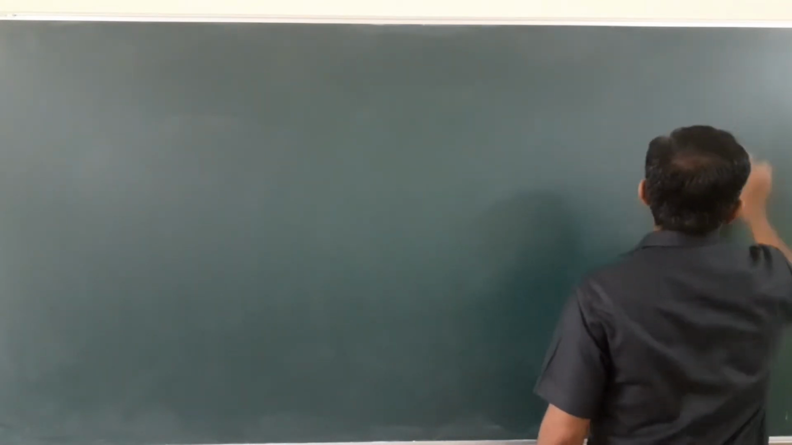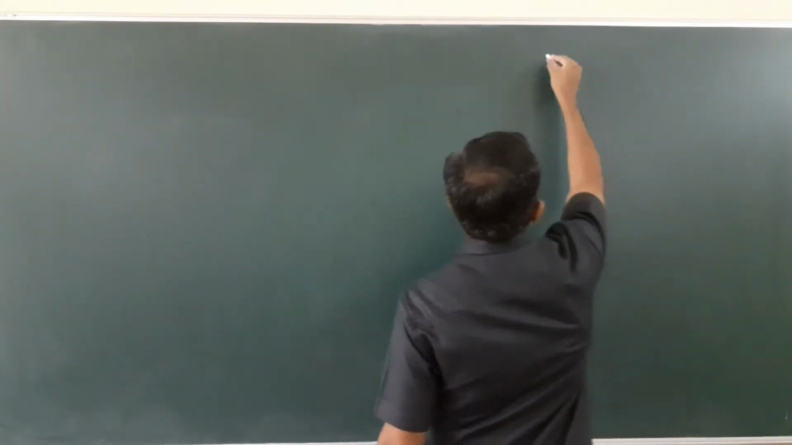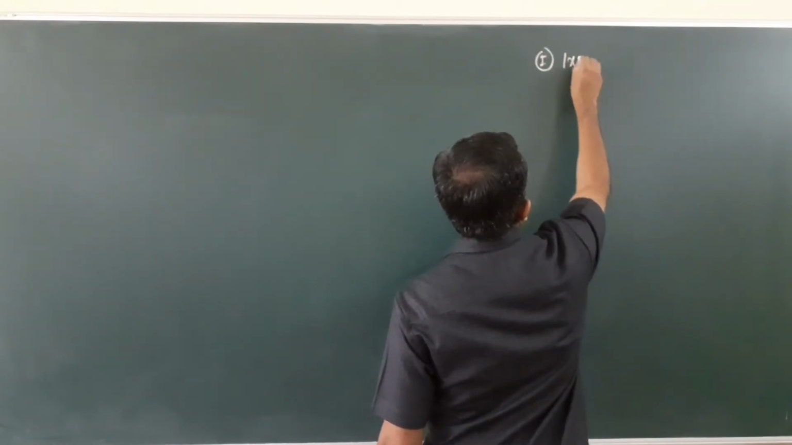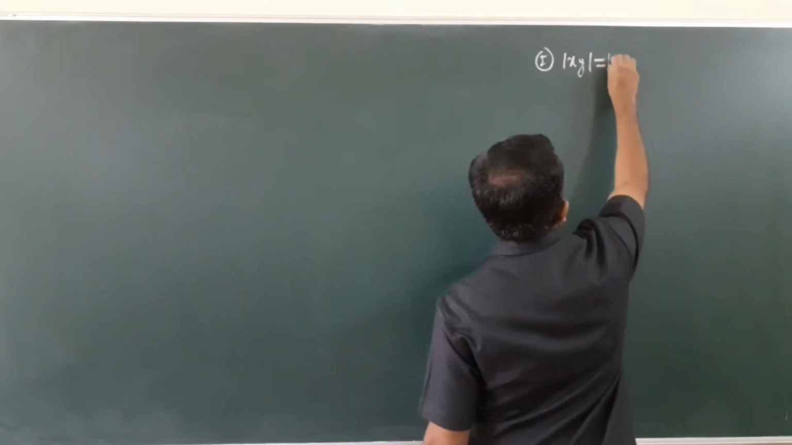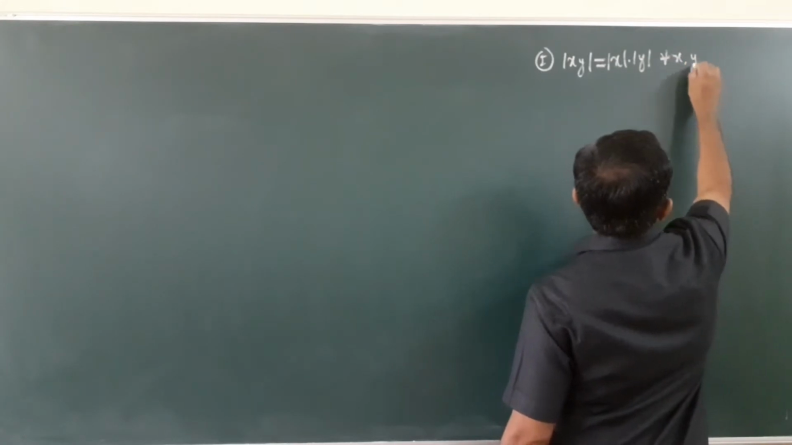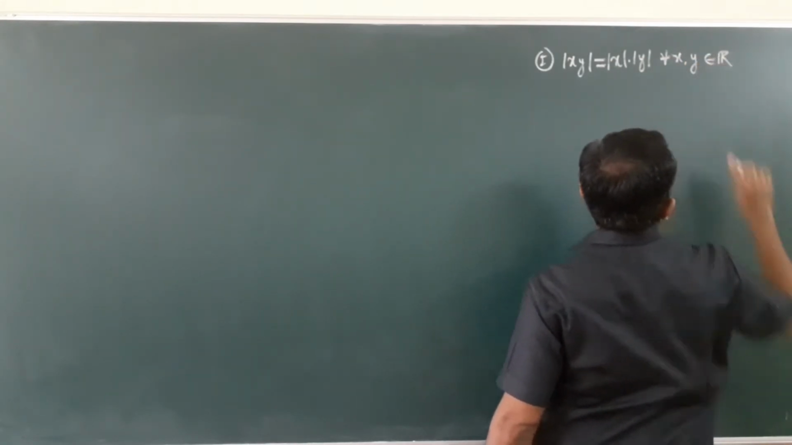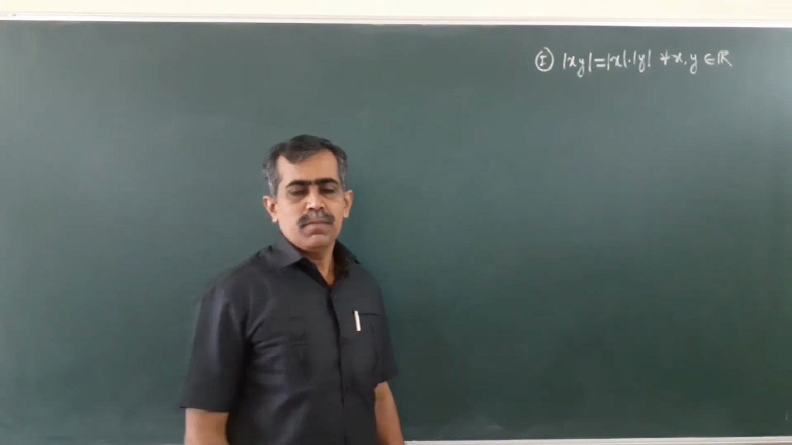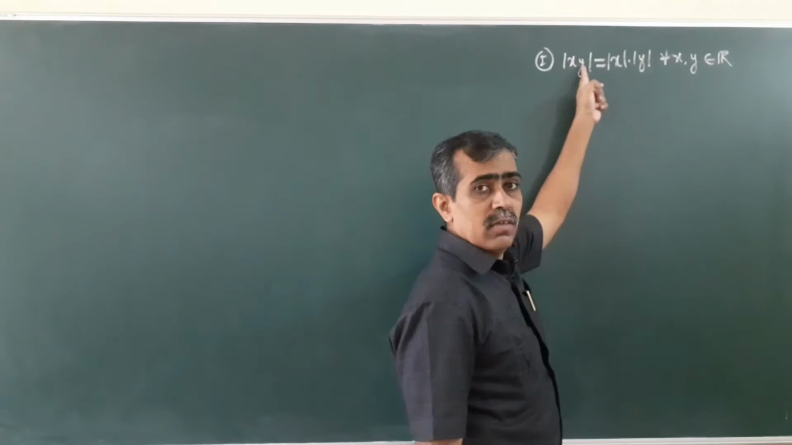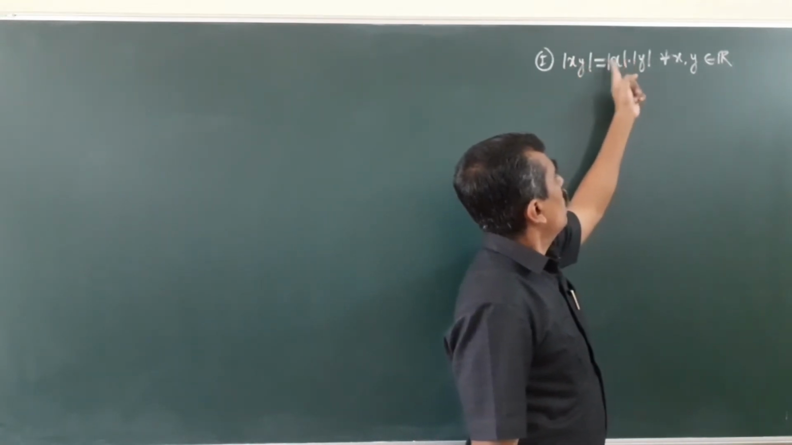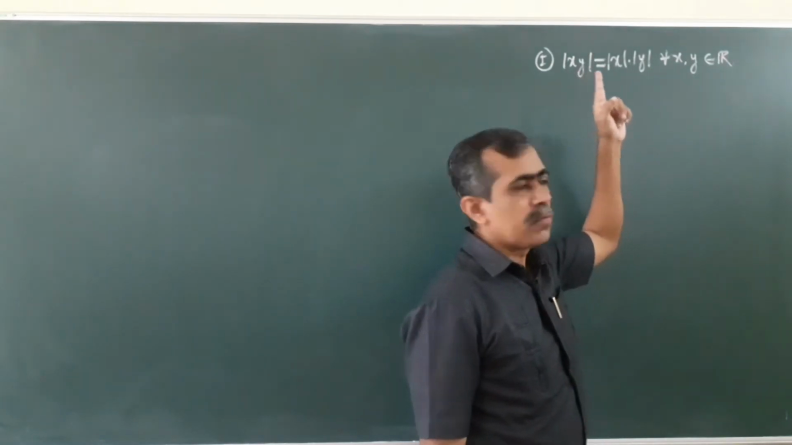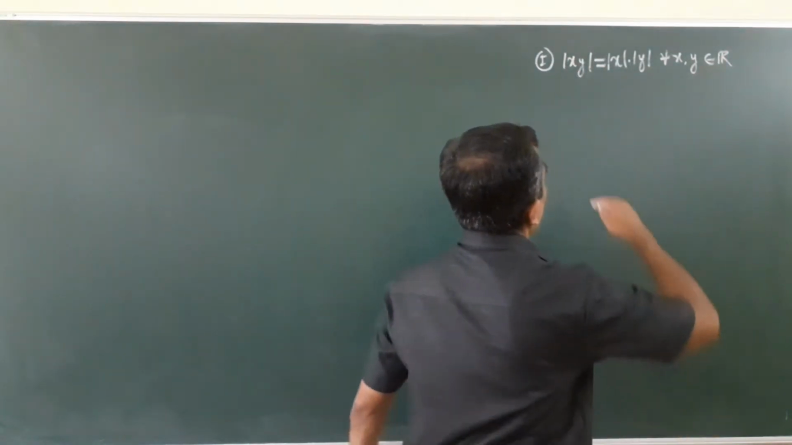regarding absolute value. So, the next property is mod of xy is equal to mod x into mod y. This is true for all x comma y belongs to R. So, if you take any two real numbers, then modulus of product is product of their modulus.